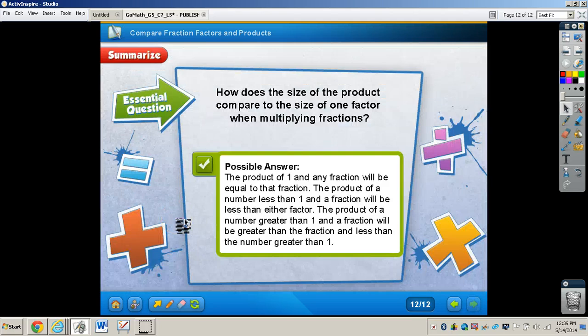Okay, so we have the essential question to conclude the video. How does the size of a product compare to the size of one factor when multiplying fractions? And you can see the answer right there at the bottom for this essential question. And this does conclude the video on comparing fractions, factors, and products. If you have any questions about this concept, please come and see me.